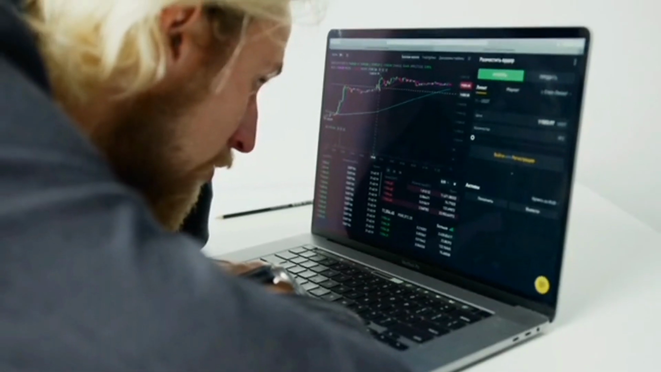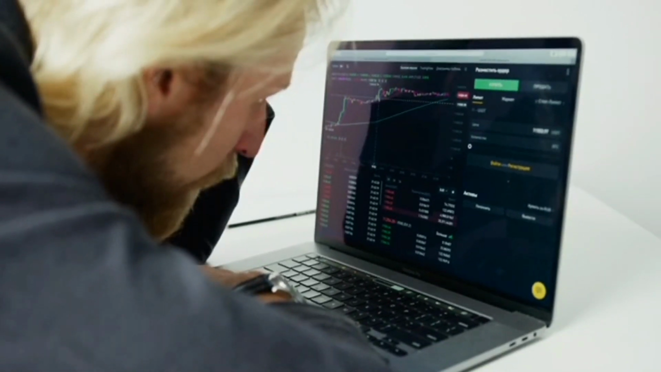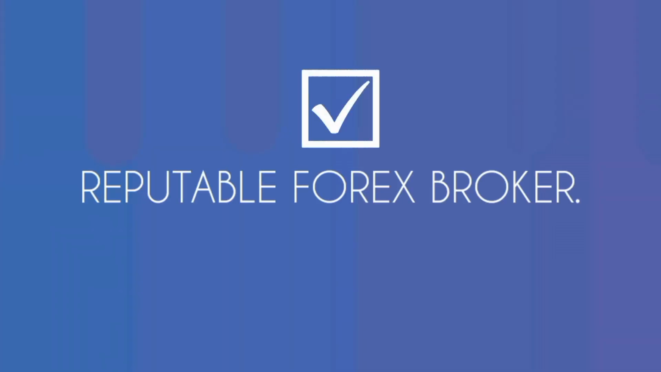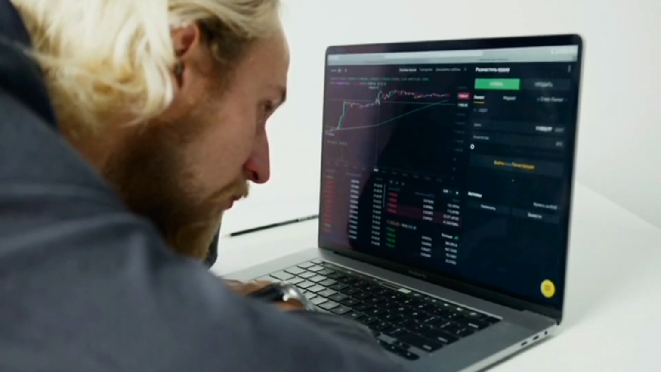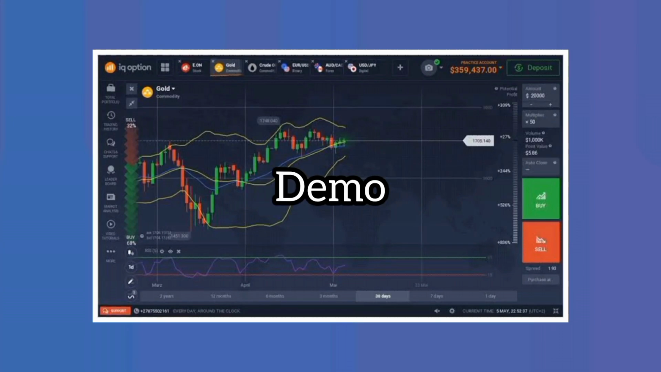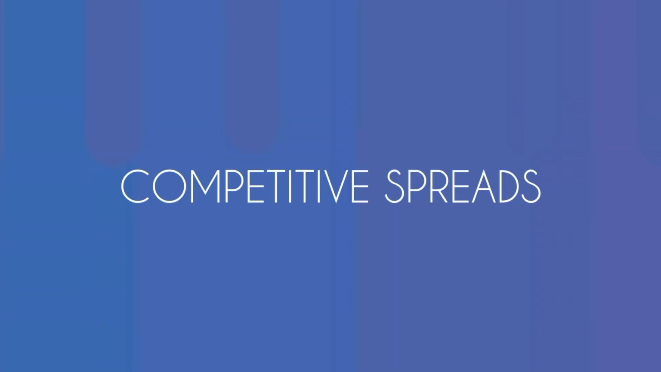Step 2. Open a trading account. Once you've familiarized yourself with the basics, it's time to open a trading account with a reputable Forex broker. Look for brokers that offer demo accounts for practice trading and competitive spreads.